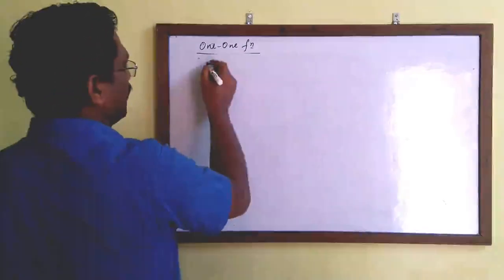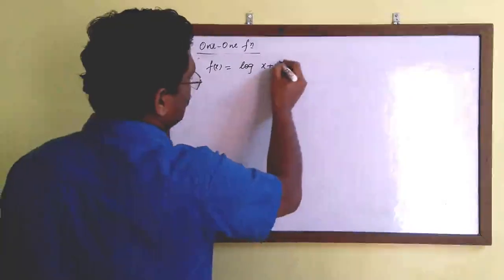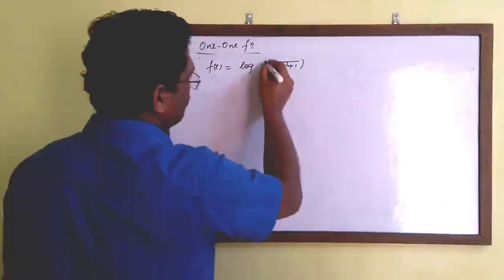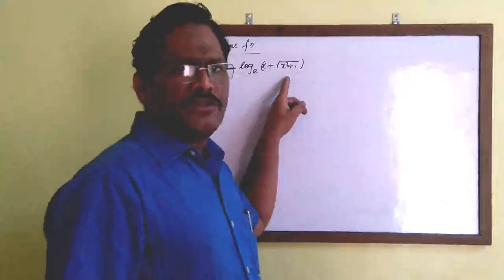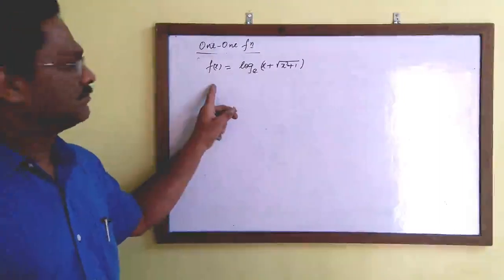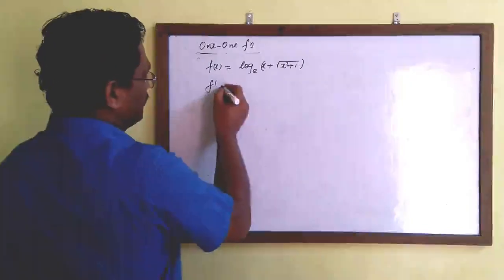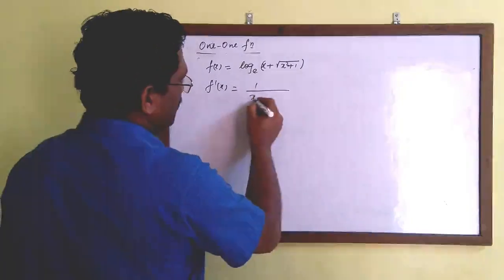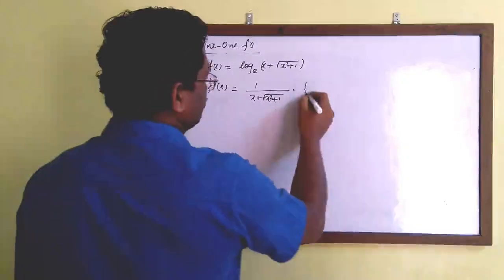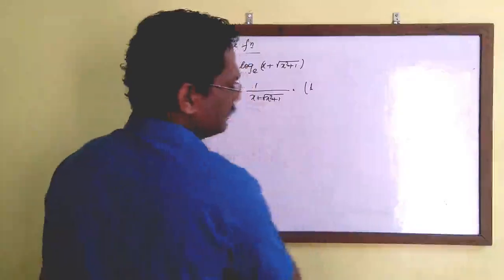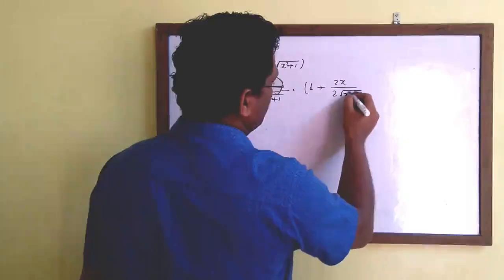Now let us say I have a function f(x) is equal to, say, log of x plus root over of x square plus 1 with respect to base e. And I ask you to check whether this function is 1-1 or not. Now we can see this is a differentiable function. So if it is a differentiable function, f dash x is 1 by x plus root over of x square plus 1 into derivative of this. The derivative of x is 1. Derivative of this term will be 2x by 2 times root over of x square plus 1.